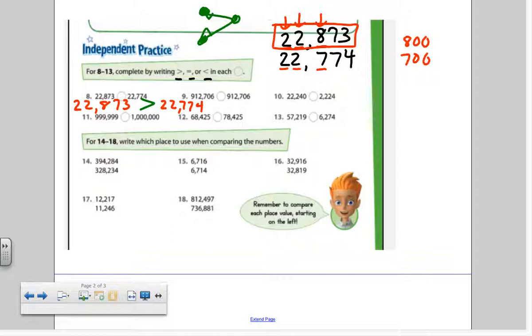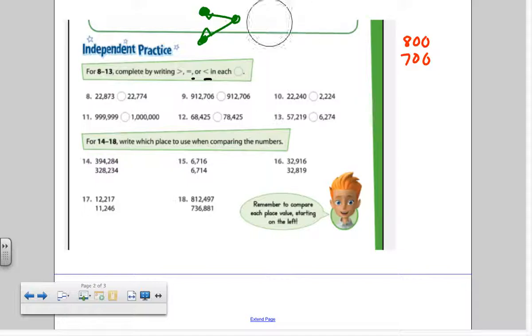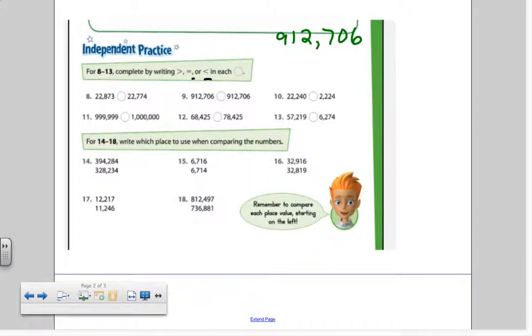Okay, let's try one more together. If you think you have it, go ahead and pause. Okay, welcome back. First of all, you must always rewrite your numbers and stack them. 912,706. Practice saying it in your head. 912,706. Well, what do you know?